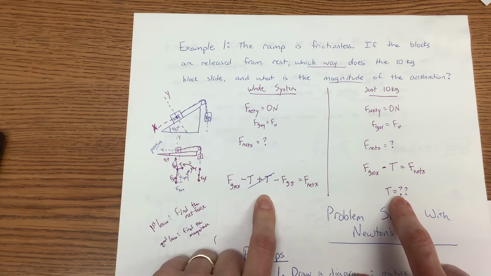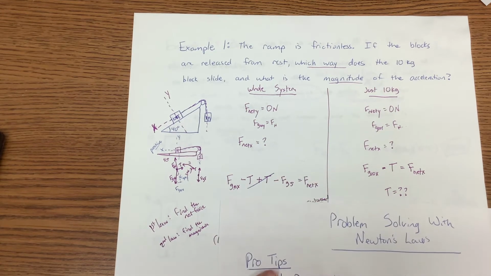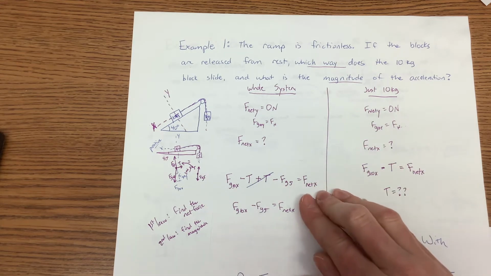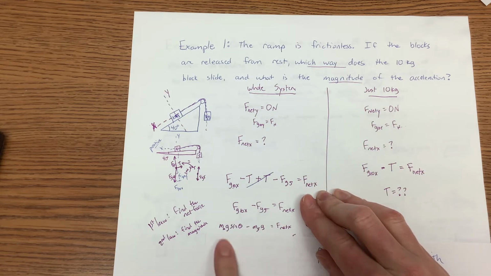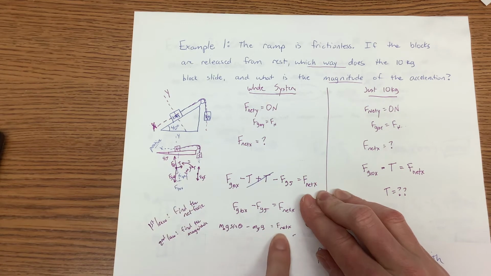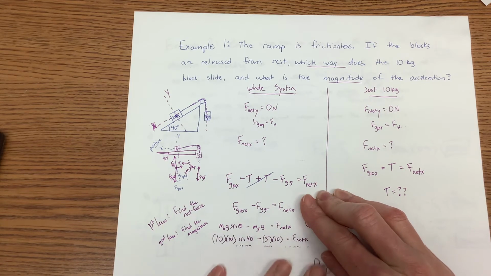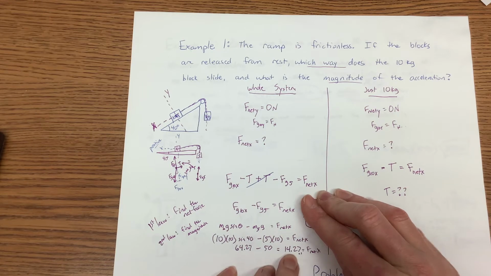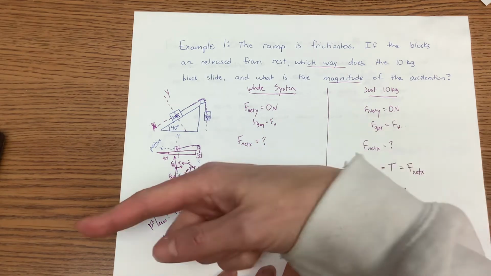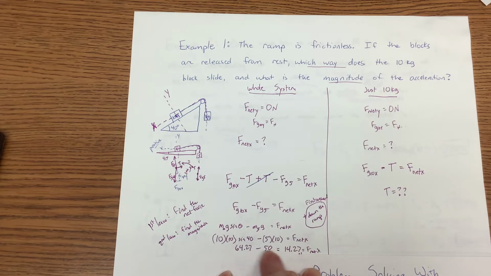Here I didn't know the tension, and here it doesn't matter because they cancel out. I did some plugging in: M10 G sine theta, which is that side right there. That's the opposite, so it's sine. Then I've got F net x, and I plugged in some numbers. It gave me a positive answer, 14.27, and that tells me it's going down the ramp. So the 50 wasn't bigger, so it is going in the direction of FG10x.